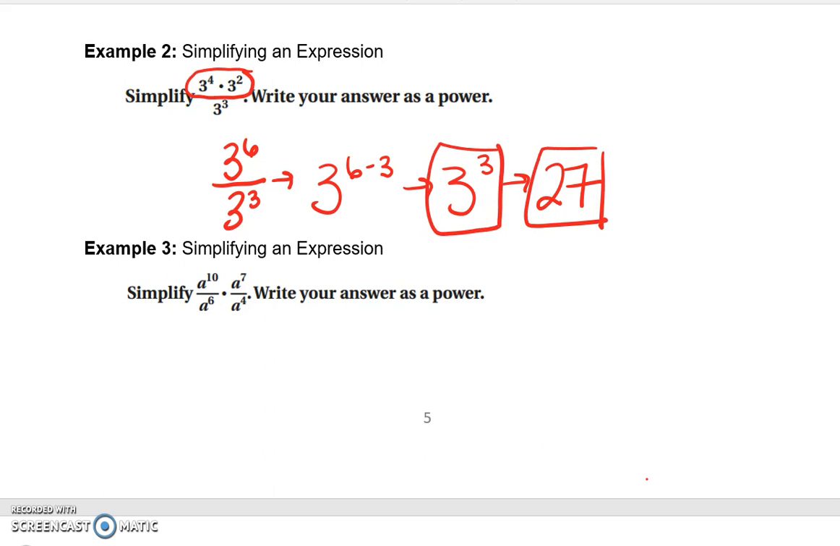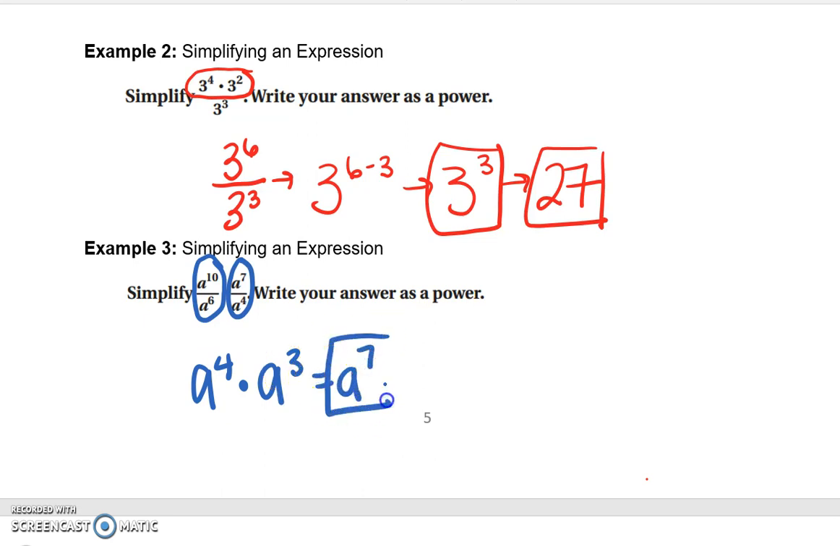Example 3 is a little different. A couple different ways you can do this problem. You can either work vertically, which I'm going to do first, or we can work horizontally, which I'll do second. So if we're working vertically, this is our quotient property. a to the 10th over a to the 6th is a to the 4th when we subtract, times a to the 7th divided by a to the 4th is a to the 3rd. And now we're adding a to the 4th and a to the 3rd is a to the 7th.